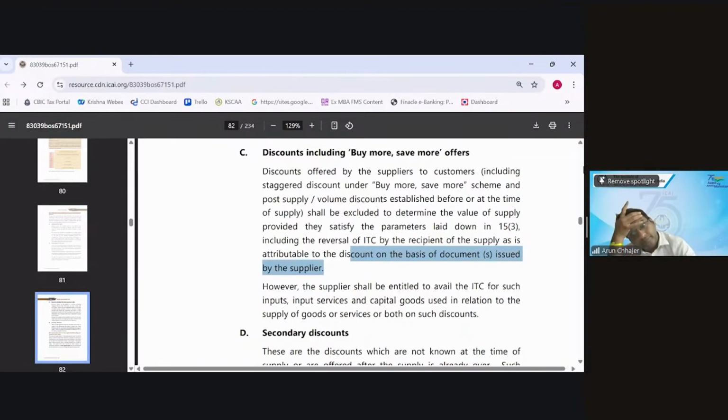क्या मतलब हुआ? It says that whatever discount you are giving shall be excluded in determining the value. Suppose I am selling you a shirt at 1000 rupees, giving you 10% discount on the face. Then 15 subsection 3 clause A says that the discount which has been given on the face of the invoice, deduct that. Then you will charge the GST on 900 rupees.